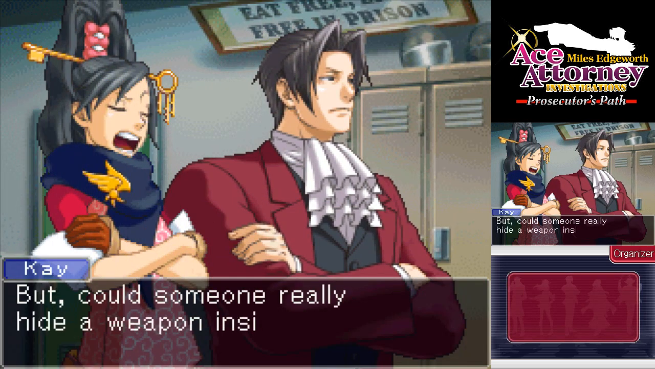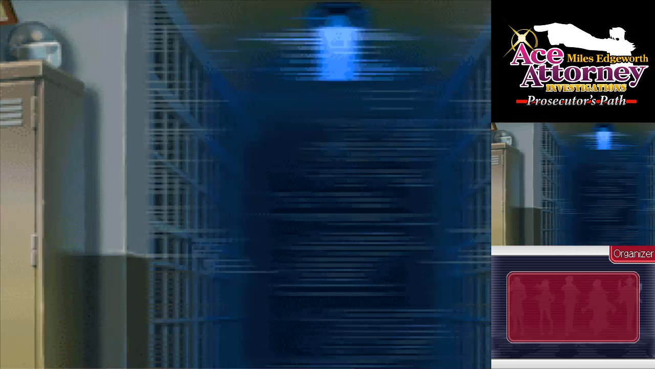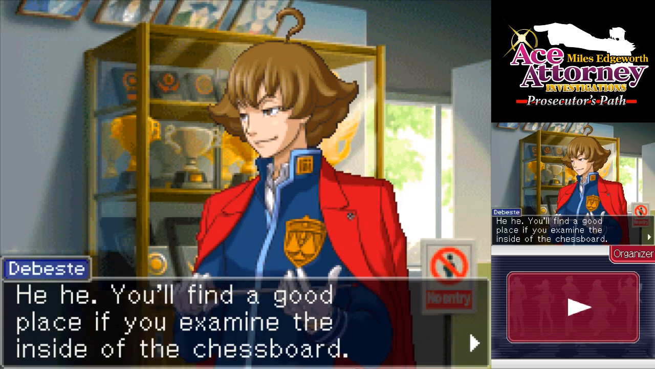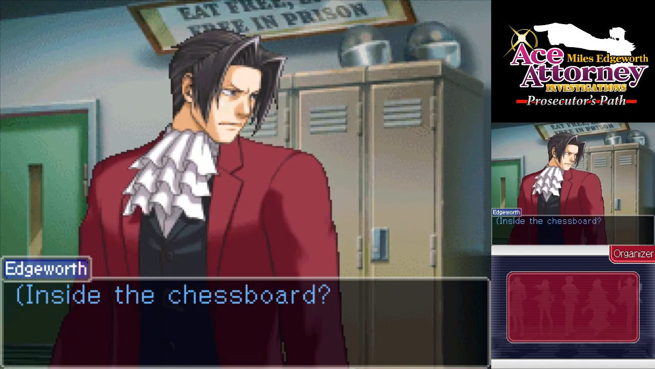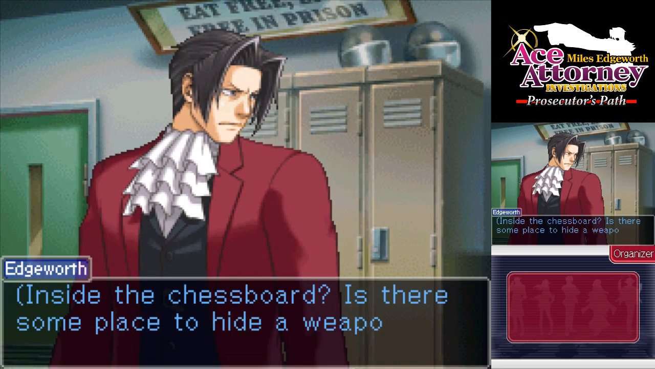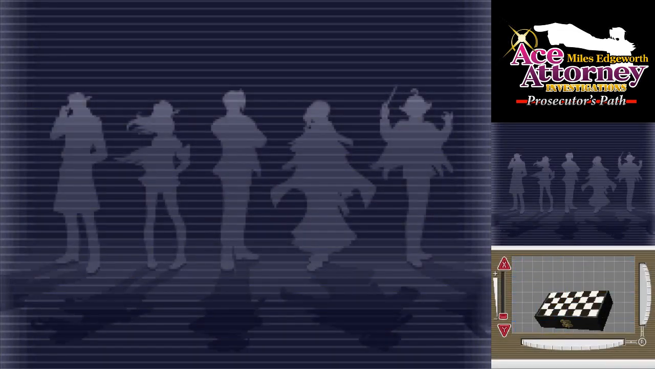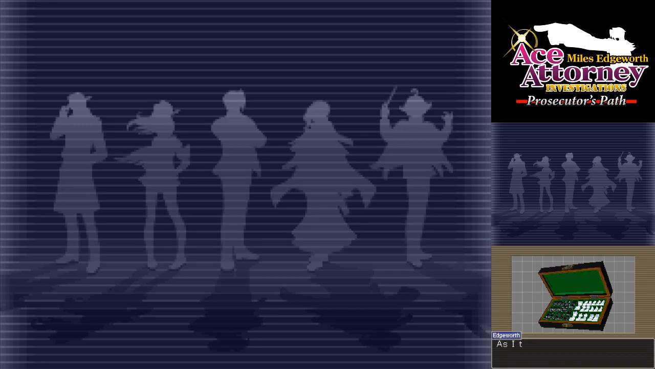But could someone really hide a weapon inside a gift sent to a prisoner? You'll find a good place if you examine the inside of the chessboard. Inside the chessboard? Is there some place to hide a weapon? As I thought, there were only chess pieces inside. Wow, what an annoying laugh. Inside the chessboard, huh? Perhaps I should examine it a bit further.